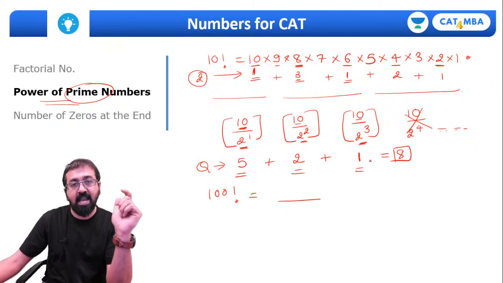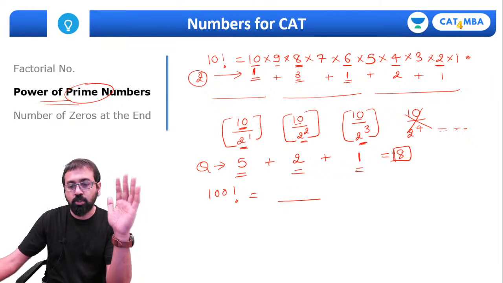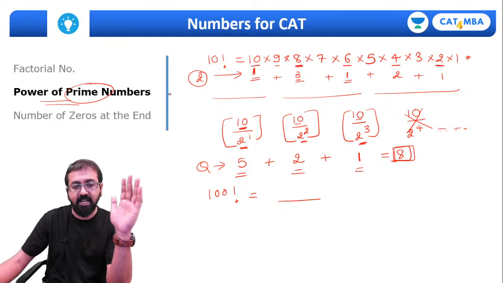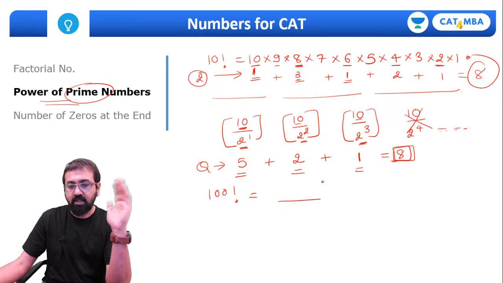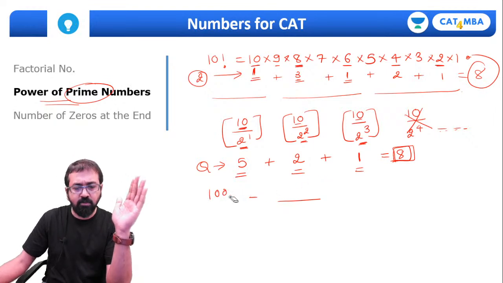That's it. And I added those quotients. So I got the total power of 2 in 10 factorial, that is 8. And we have already seen that this is nothing but total 8 powers. Yes, have you all understood this? Let's take one more example so that things become pretty clear.